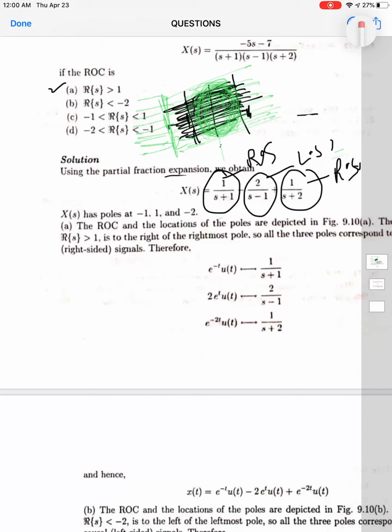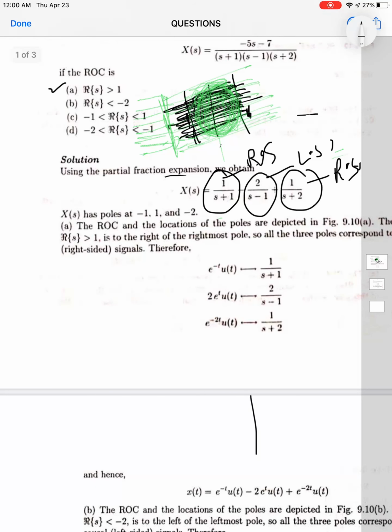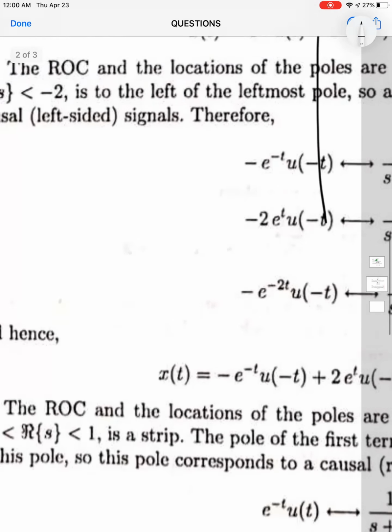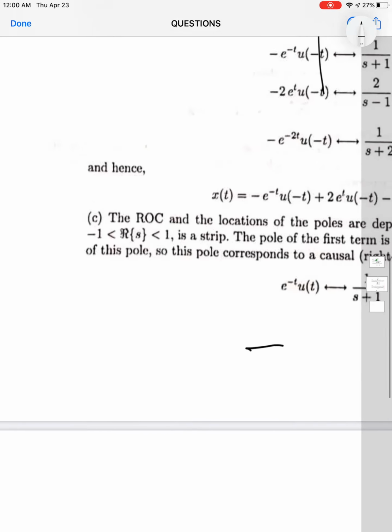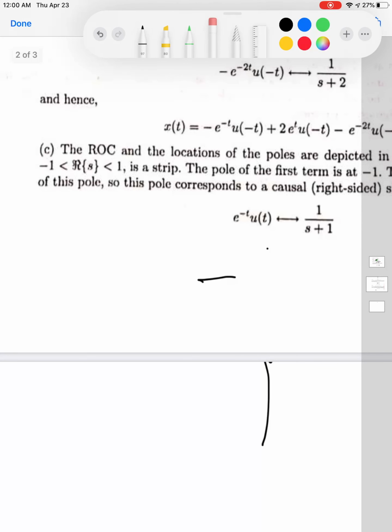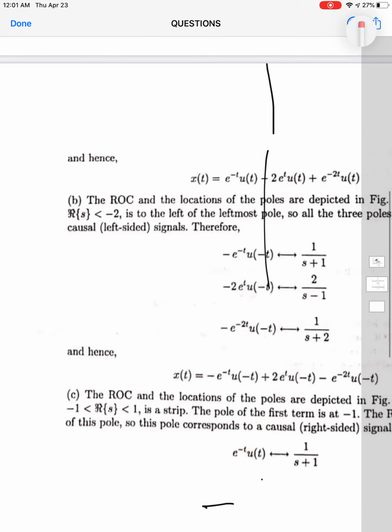The transform pairs I have written. Using those transform pairs, you can write the inverse Laplace transform. So here I have written it for the C part.